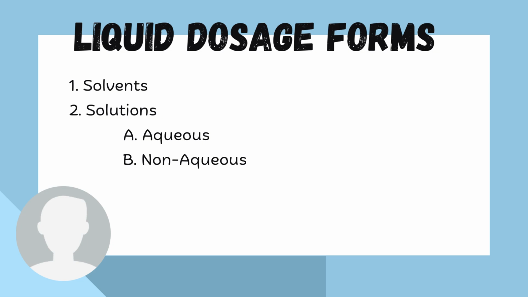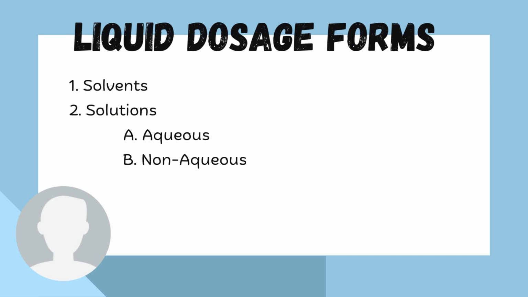So aqueous solutions are prone to microbial growth, so we usually add preservatives like parabens or benzoic acid to prevent spoilage. And then second, under solutions, we have the non-aqueous solutions. These are solutions that use solvents other than water. They are used when the drug is not suitable or not soluble in water. Common non-aqueous solvents include alcohol, glycerin, and oils like olive oil or mineral oil.